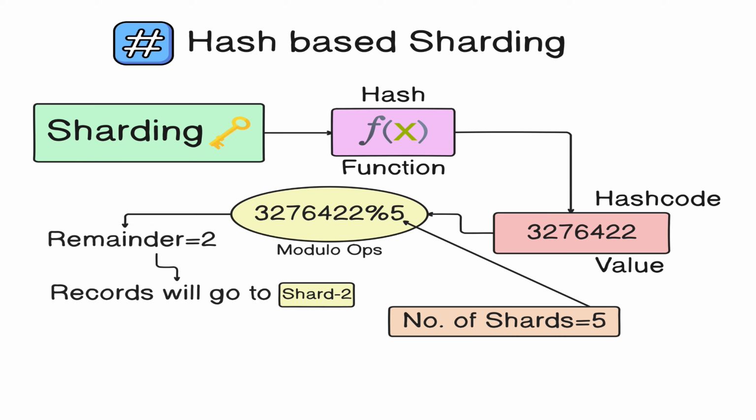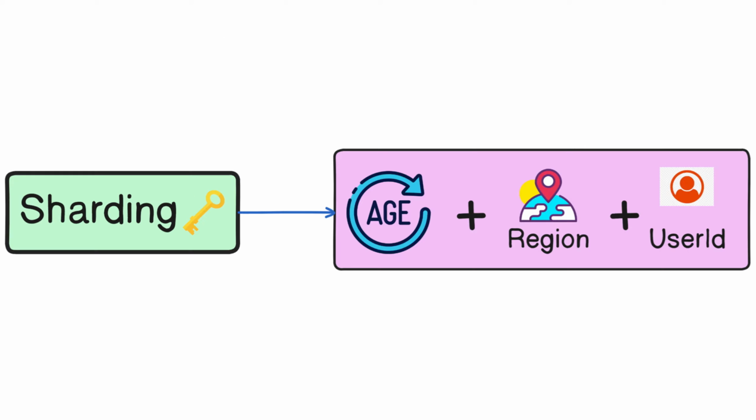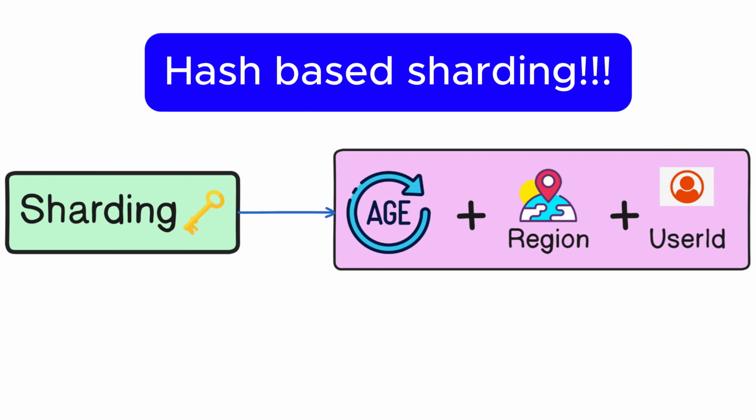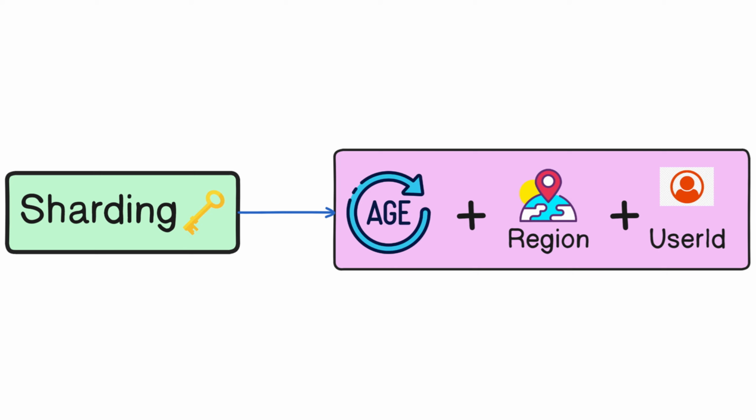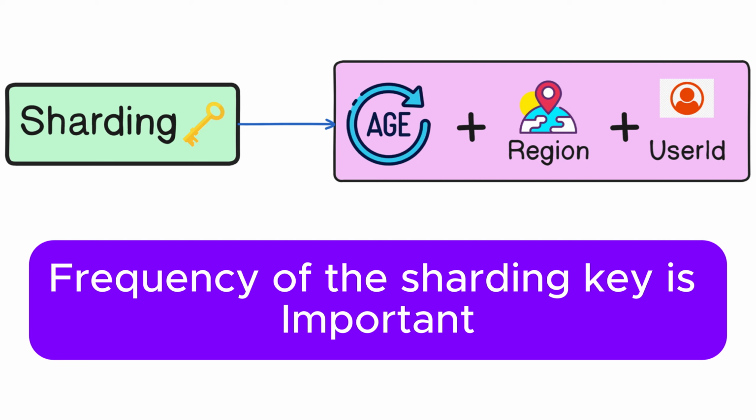If you still want to include age for a specific use case, combine it with other attributes. For example, select age, region, and user ID, and on top of that, apply hash-based sharding to combine these attributes. This helps in distributing users more evenly while still preserving the business logic behind the age factor. So the bottom line is the frequency of the sharding key does matter and should be considered to avoid data hotspots.